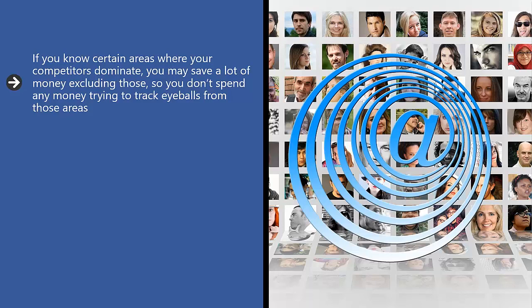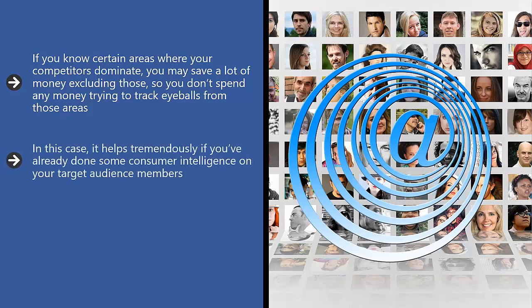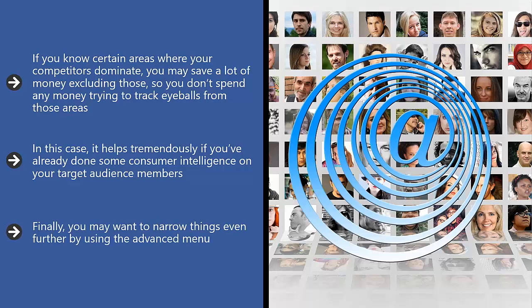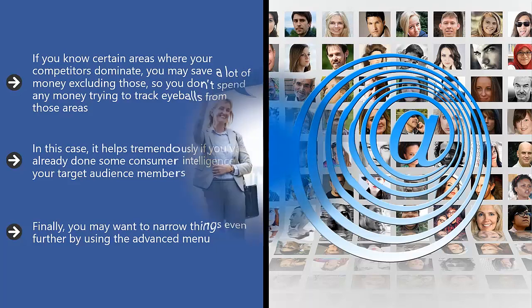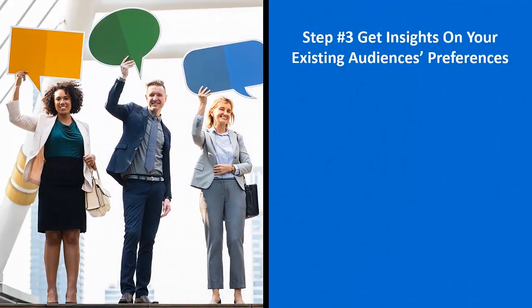Next, you need to select the interests of your audience members. In this case, it helps tremendously if you've already done some consumer intelligence on your target audience members. You can see that this area can branch off to finer and finer sub-details. You have to use your best guess regarding the interests of your customers. If your competitors or competing niche is featured here, use that. Finally, you may want to narrow things even further by using the advanced menu. Using this option, you can select by cultural group, job type, type of office the person has, education level, and relationship status.